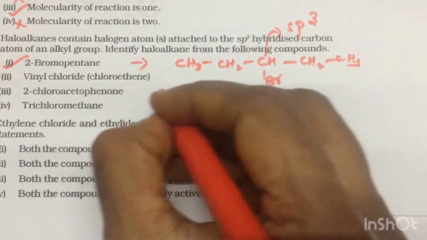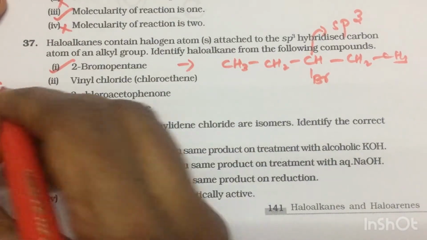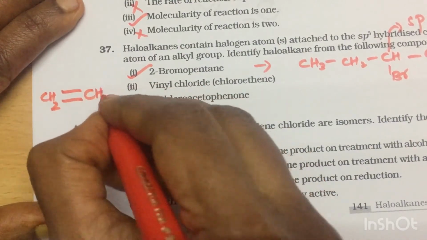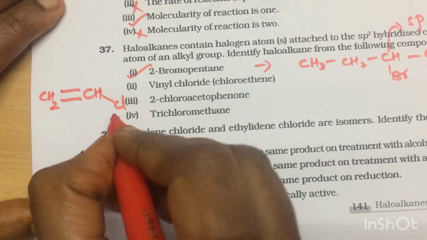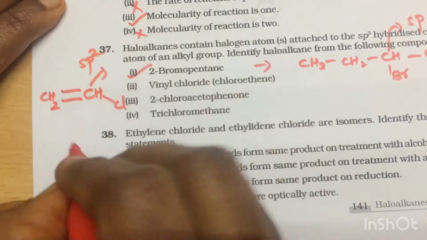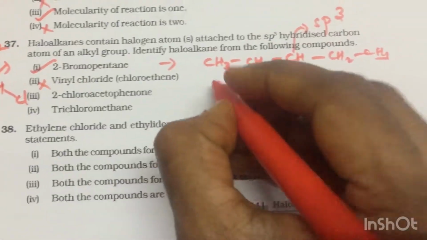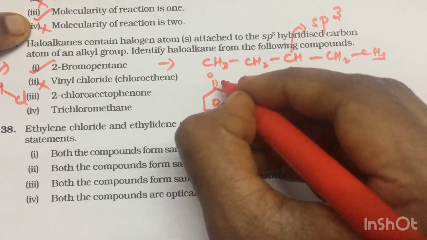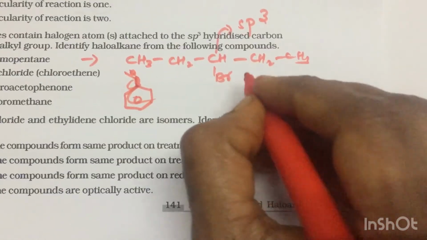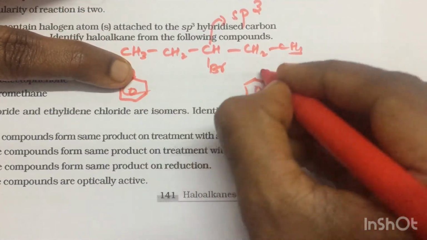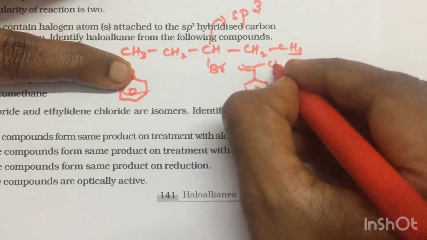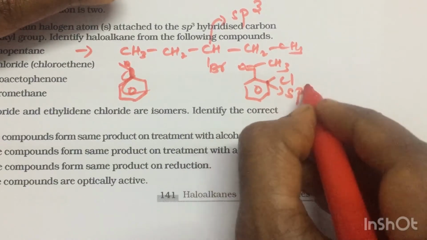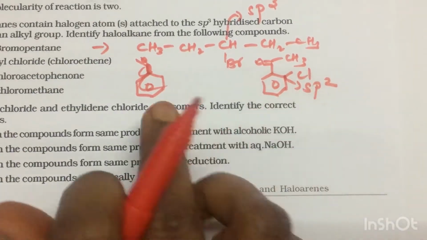This is vinyl chloride. What is vinyl chloride? Vinyl means double bond. CH2 double bond CH. This is vinyl chloride, and this chlorine is attached to an sp2 carbon. So this is not. Next, 2-chloroacetophenone. So what is acetophenone? This is your acetophenone and this is 2-chloroacetophenone. Here the chlorine is attached to an sp2 carbon. So this is also not.